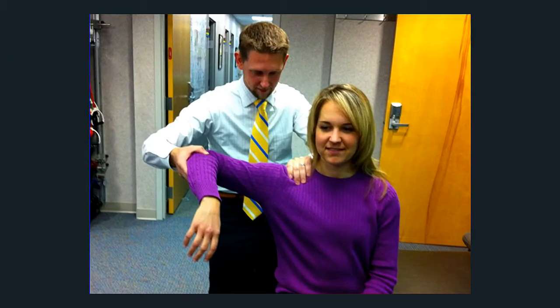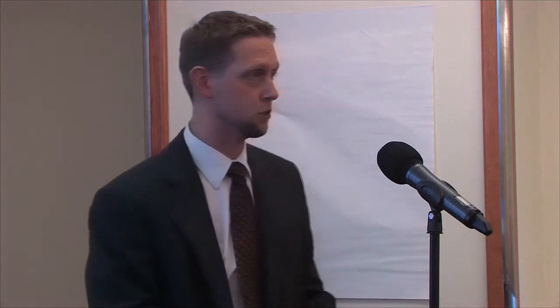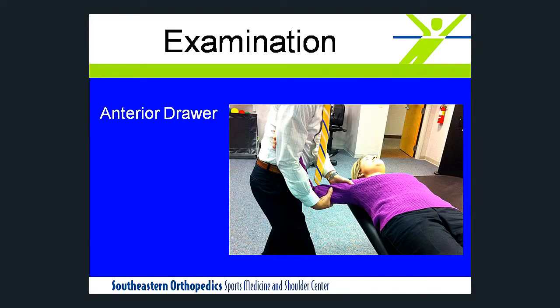Hyperabduction test. Again, individual is in sitting. You can start off with the arm abducted at 90 degrees. Scapular stabilization here, neutral rotation, and then you move their arm into further abduction with the scapula stabilized. If it goes beyond 105 degrees, it's positive for inferior instability.